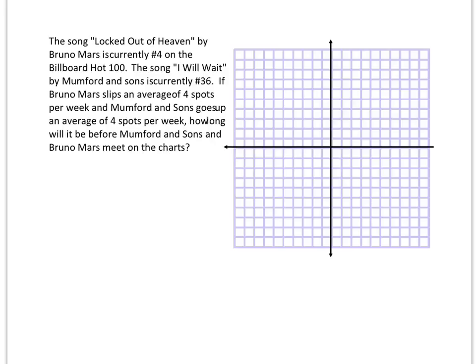So we solved a problem like this once by setting them equal to each other and solving with variables on both sides. We can also solve this problem visually with a graph. Okay, so what I'm going to do is make my x value equal to the number of weeks on the chart, and my y value is going to be equal to their spot.